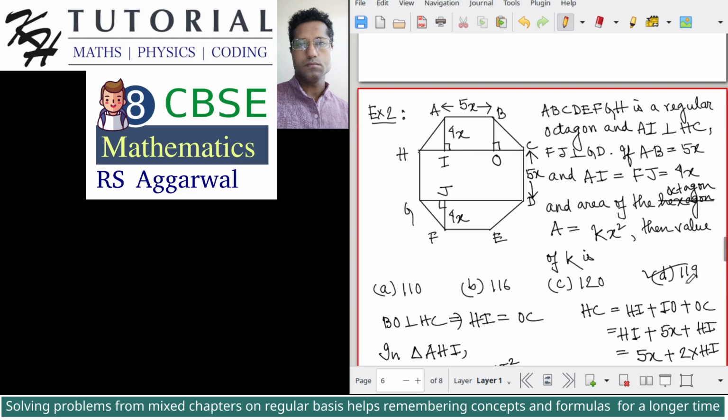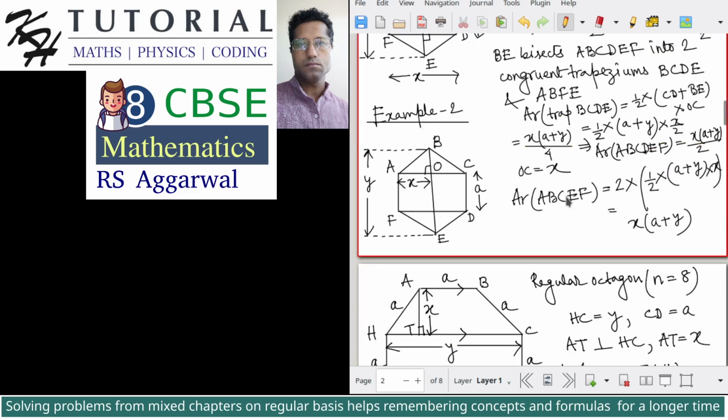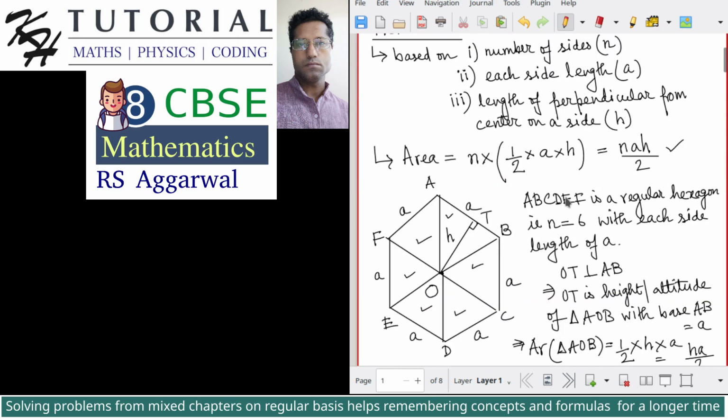So these were 2 example problems just to give you a feel of how we find the area of regular polygons. One method is that if you are given the length of each side of the polygon and the length of the perpendicular drawn from the center to any side, the formula will be nah by 2, where n is the number of sides of the regular polygon, a is the length of each side, and h is the length of the perpendicular from the center of the polygon to one side.